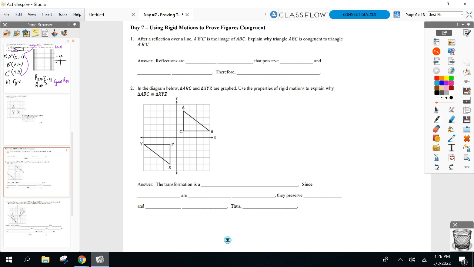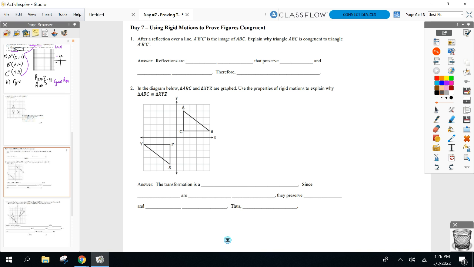You guys can read it. What am I doing to the original? Reflecting it. And what do you know about when I reflect something, does it change size or shape? So does that make sense that they should be congruent? I didn't change the size. They should be congruent. So here's the exact wording I'm looking for here today.